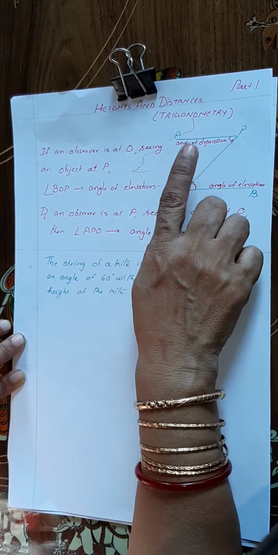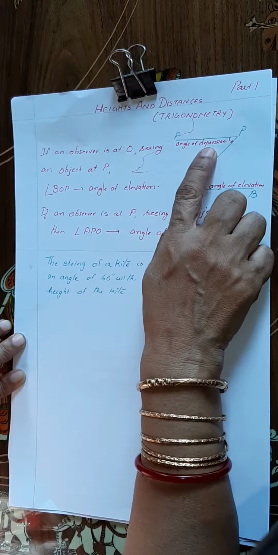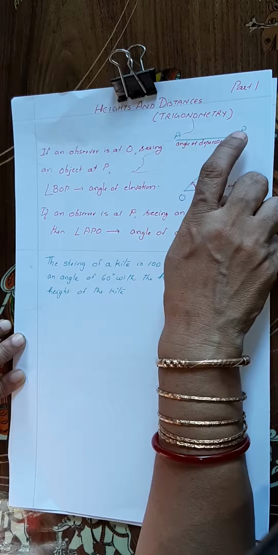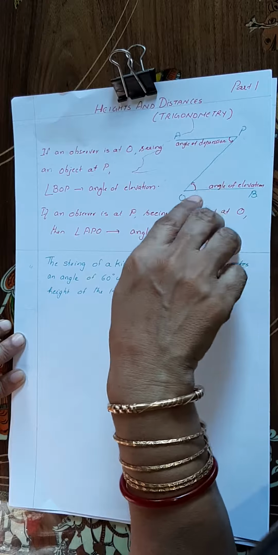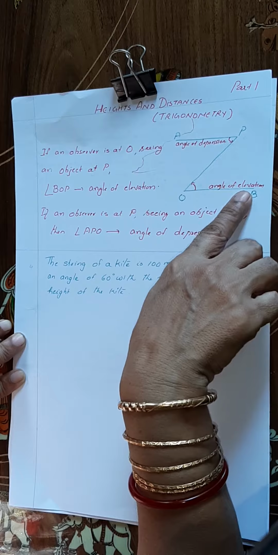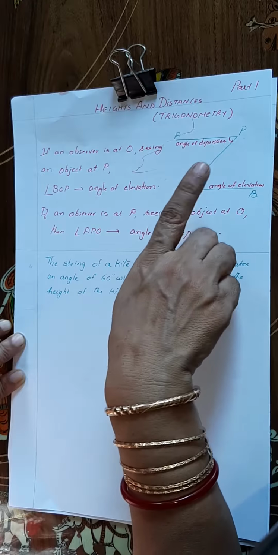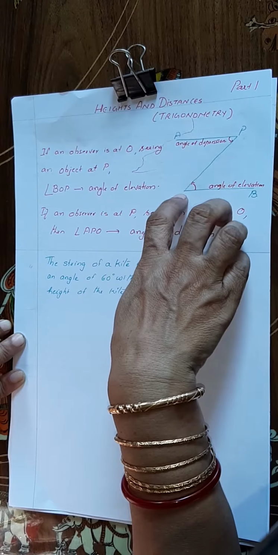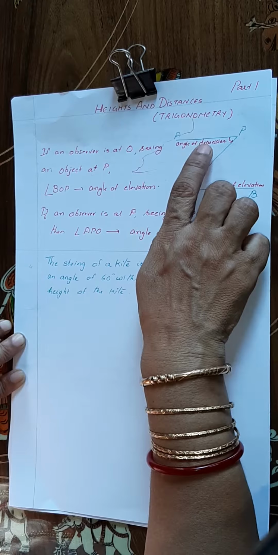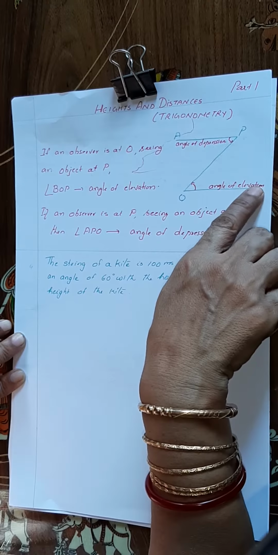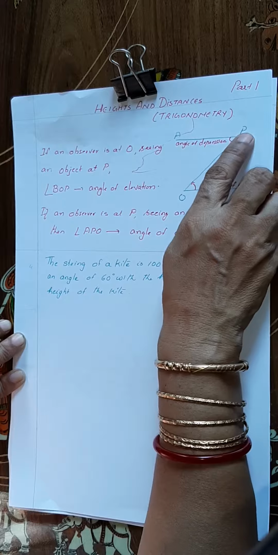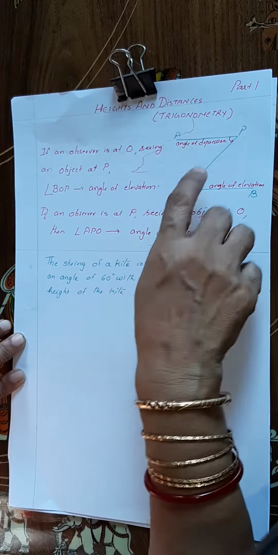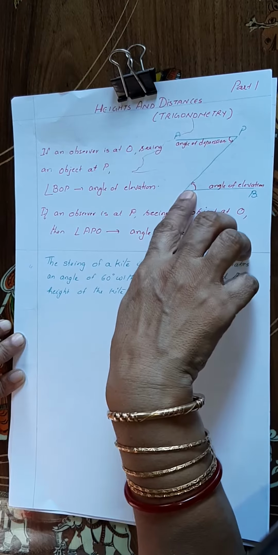Another term is angle of depression. The observer is at the point P, which is at a certain height from the ground, and he is seeing some object on the ground. So from the top he is seeing it down. That is why it is called angle of depression. When you are seeing up, it is angle of elevation, and when from P you are seeing an object on the ground at the point O, this angle is called the angle of depression.